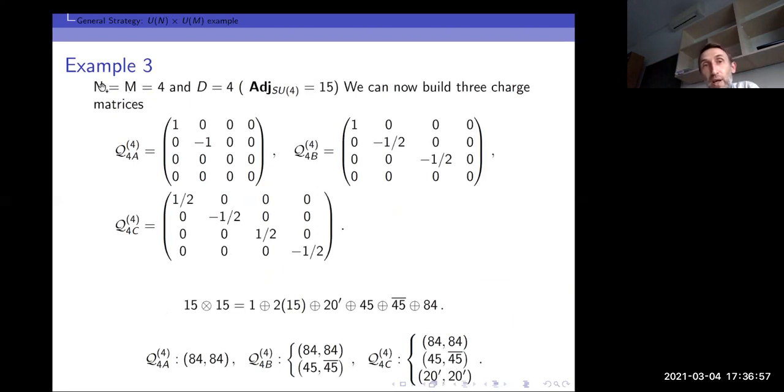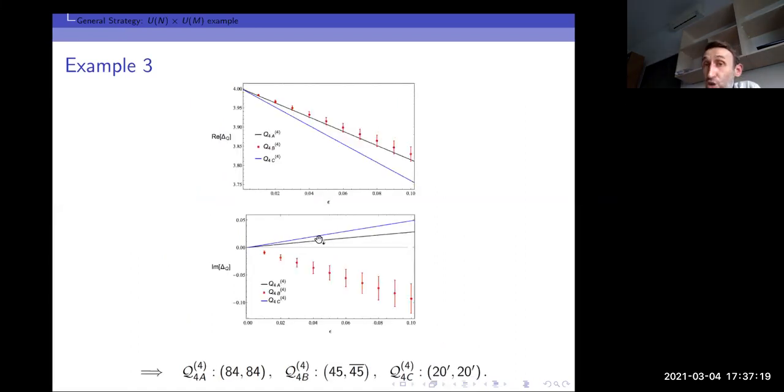For example, now you have SU4 plus SU4 global symmetry. Again, the dimension of the operator is 4. You can build 3 charge matrices. These are the possibilities you find from group theory alone for the assignment. Always there is a highest weight, which is unique. And for the other ones, in principle, you don't know which irreps they correspond to. But by computing their energies with the semiclassical method, you can uniquely disentangle which one is which. And so on and so forth.